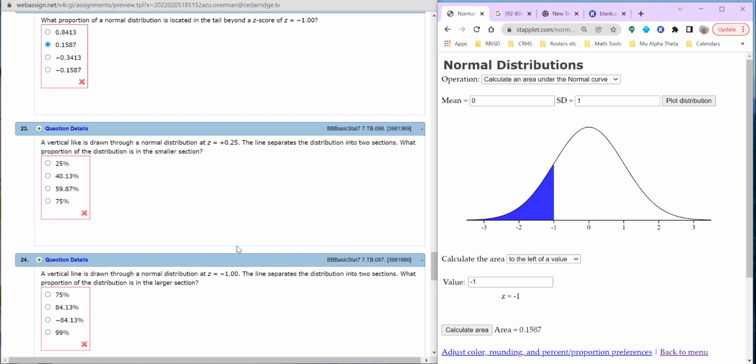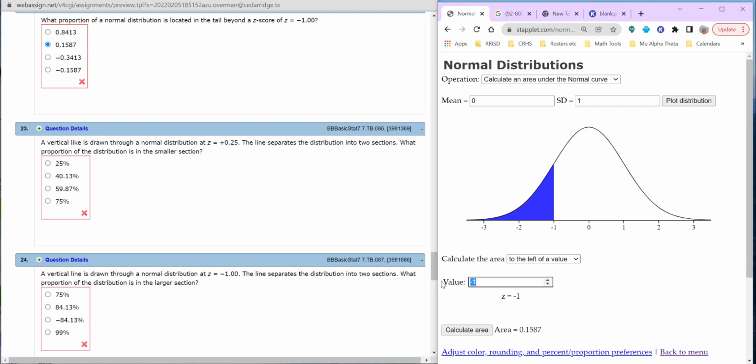Okay. A vertical line is drawn through a, I'm sure that's a typo. And that's not even my question. That's so funny. It's drawn through a normal distribution at z equals point. They probably meant a vertical line is drawn through at z equals 0.25. It separates the distribution into 2 sections. What proportion of the distribution is in the smaller section?